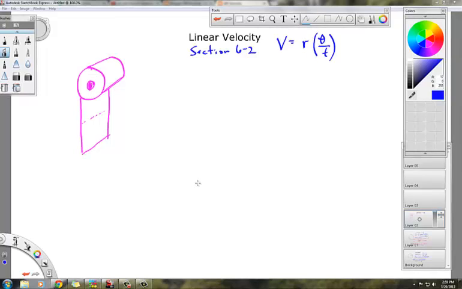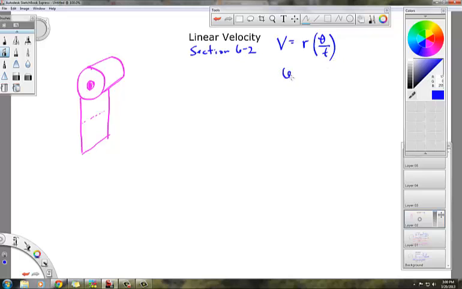Hello, welcome back. We're going to talk about linear velocity now and how it relates to angular velocity and angular displacement. The formula for linear velocity is velocity equals the radius of the circle times this whole quantity here, which is angular velocity. We remember that this theta here is going to be the angular displacement and t is going to be time.